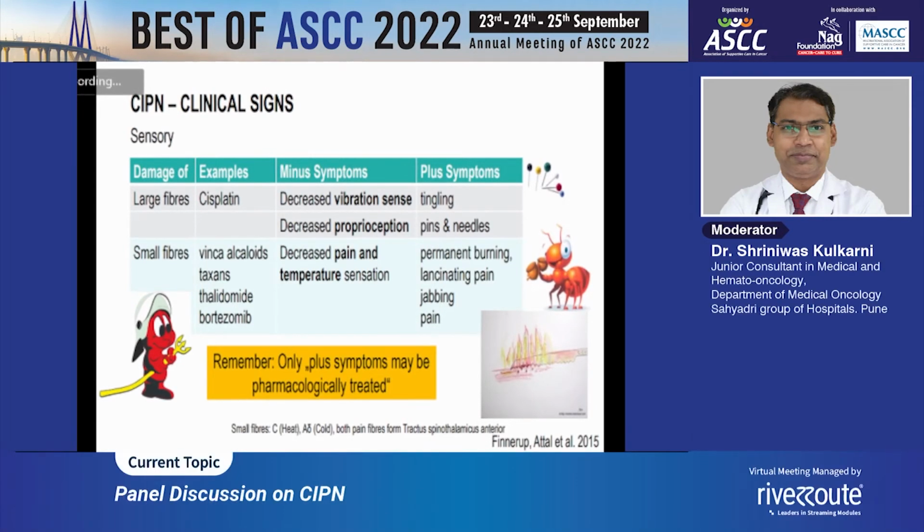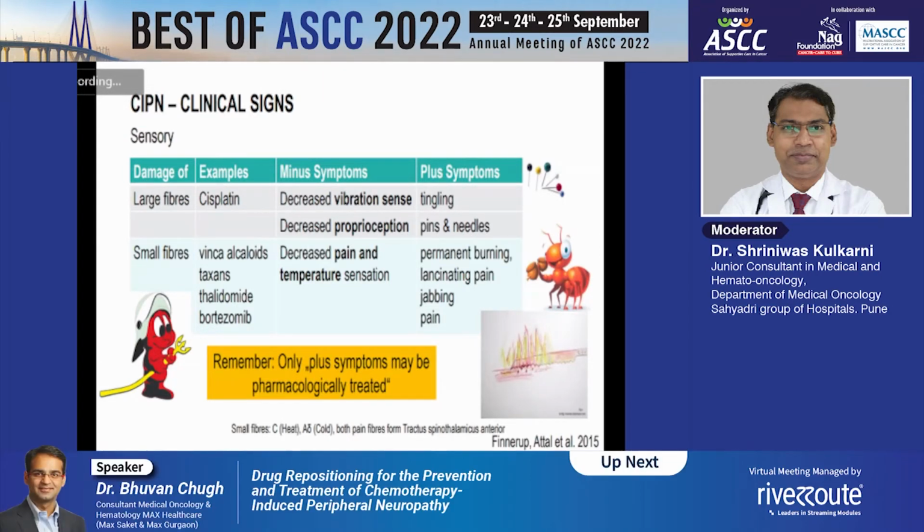So, plus symptoms are such as tingling, pins and needling, permanent burning, lancinating pain or jabbing pain. Minus symptoms such as decreased vibration sense, decreased proprioception, decreased pain and temperature sensation. And it is said that only plus symptoms may be pharmacologically treated. It becomes very difficult to treat these patients who have minus symptoms.